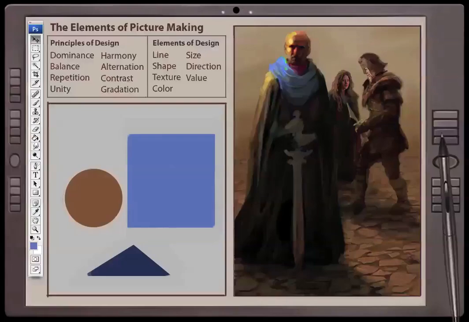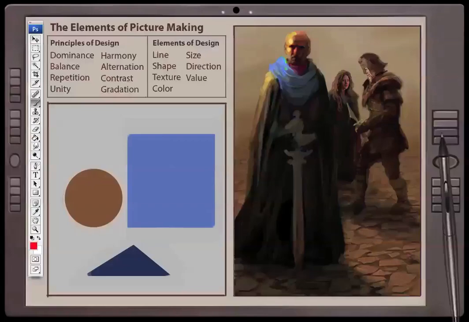And it has harmony as well. There's a harmonious relationship between these shapes, even though they contrast in value and color. Remember, harmony includes a certain amount of contrast.